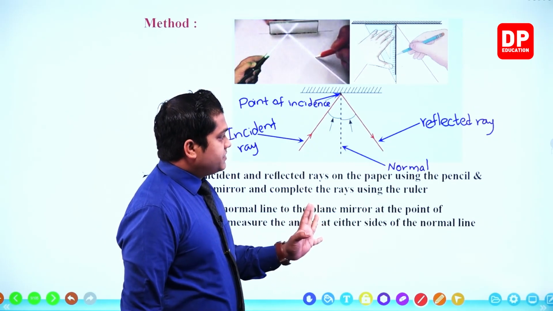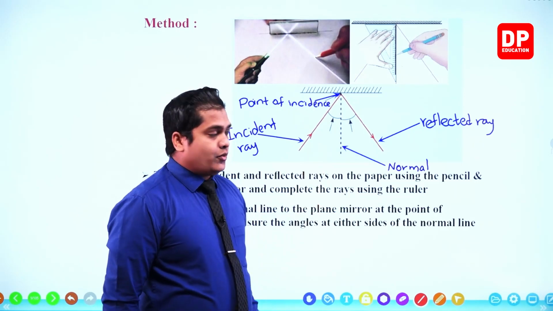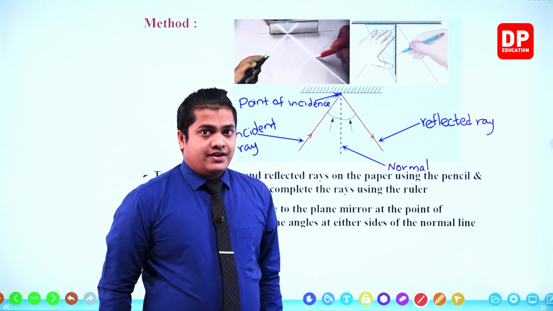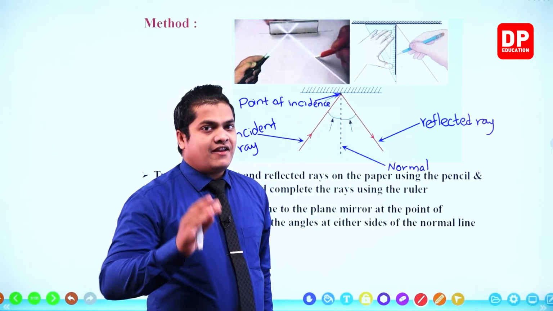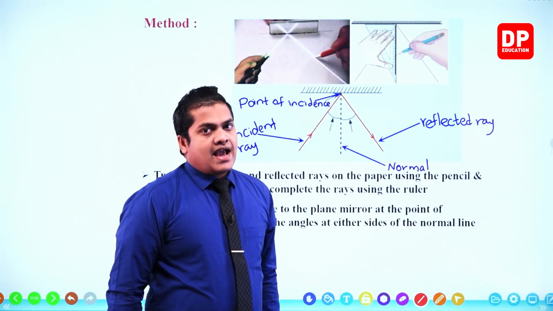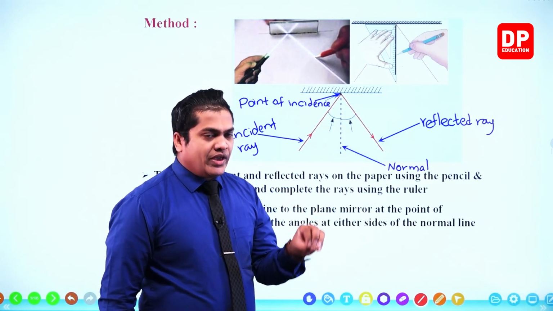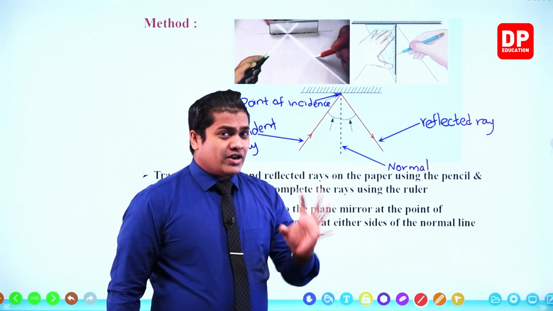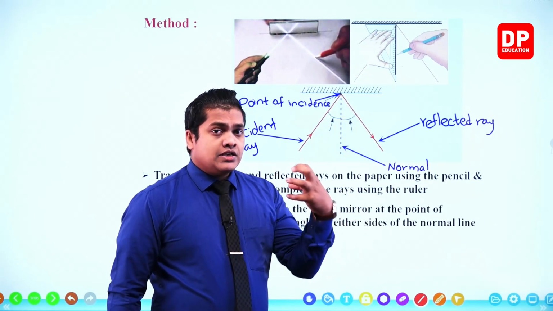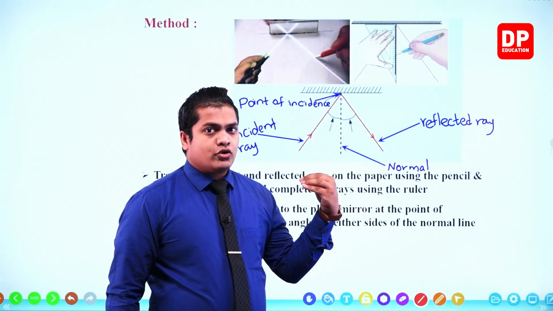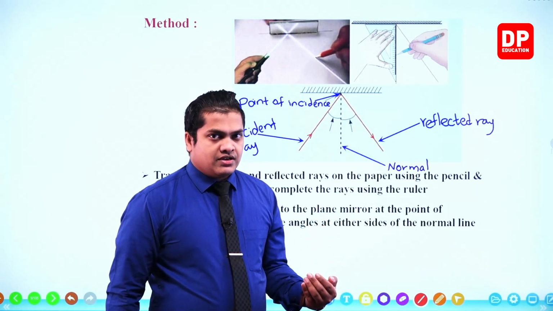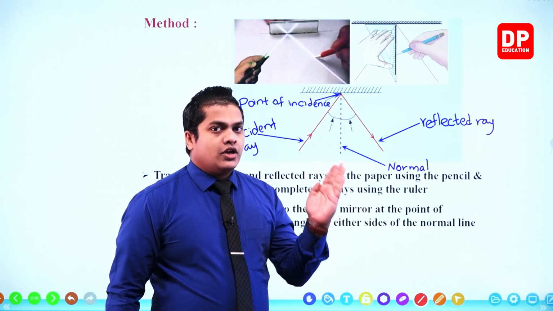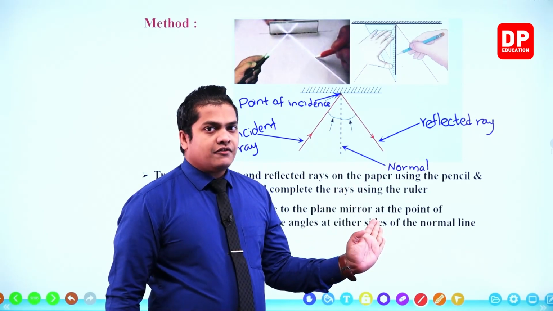Then at the other side, you can observe an angle created between the normal and the reflected ray. This angle is referred to as the reflected angle, or angle of reflection. The angle of reflection can be identified between the normal and the reflected ray. What is the normal? The normal is an imaginary line, not an actual line. We draw it on our own. It is the imaginary line which is perpendicular to the mirror surface and passes through the point of incidence.